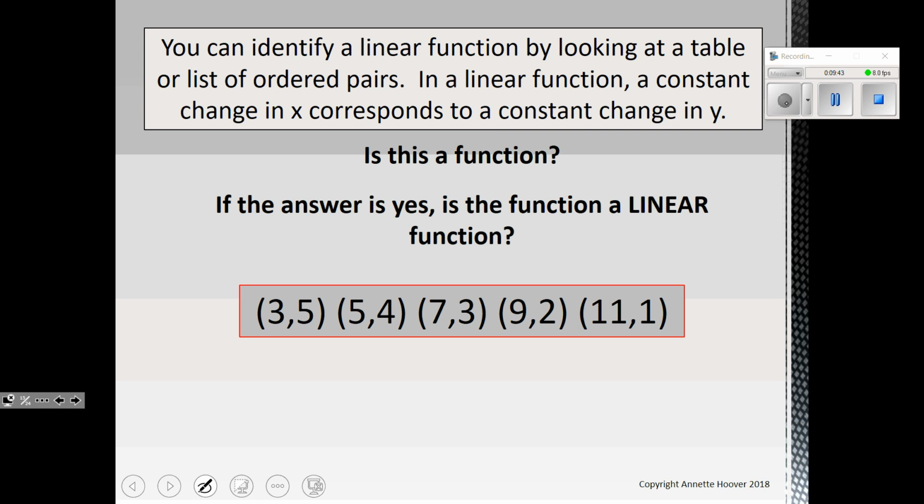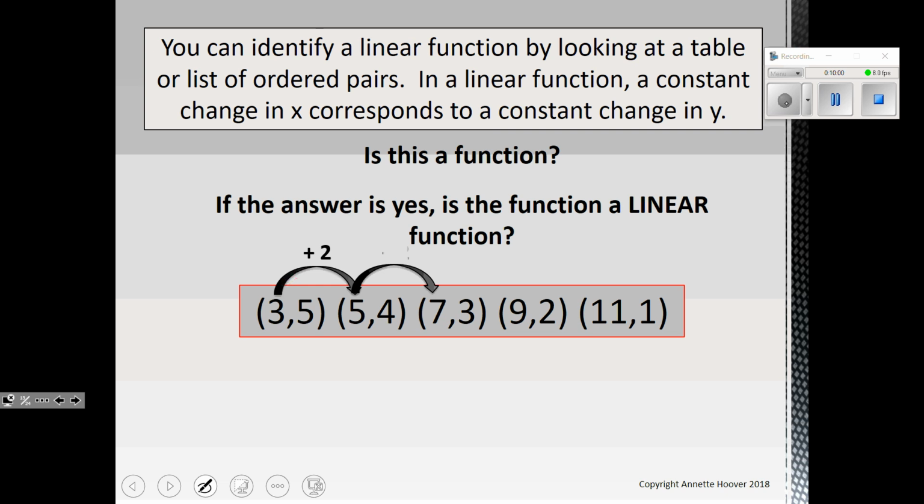Okay, let's look at the x values to determine whether or not it is a function. We have 3, 5, 7, 9, and 11. It is a function because the x does not repeat. Let's check for a constant change in the x values.